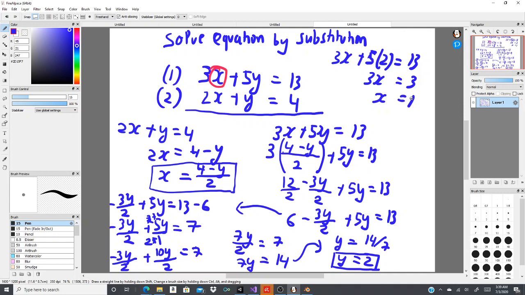That will be x equals 1. Because I'm not sure if my answer is correct, I will replace this by this one, and I should get the same answer right here. So I'm going to make it red. You replace this by 1 here, and I should get y equals 2.